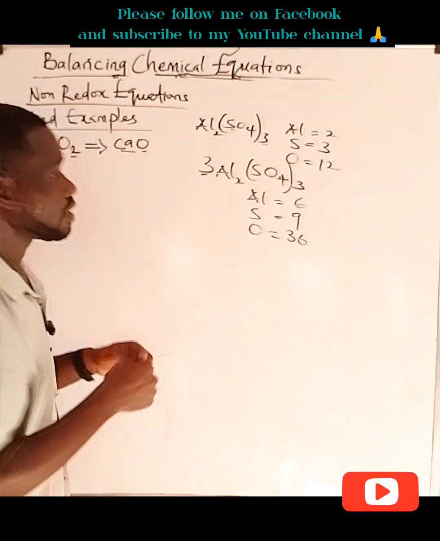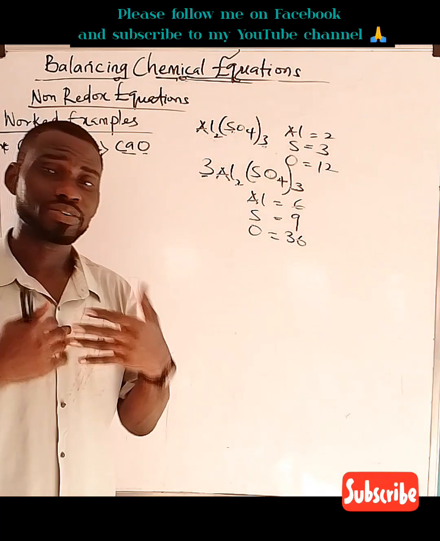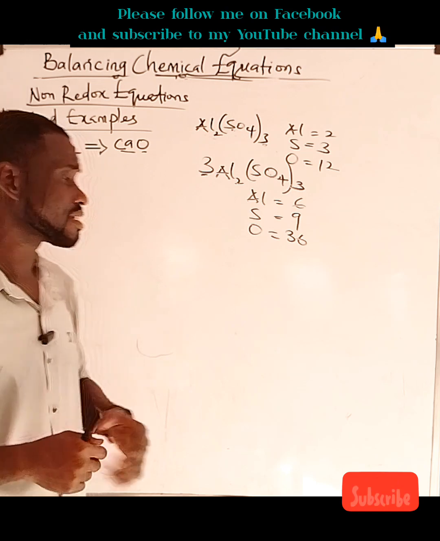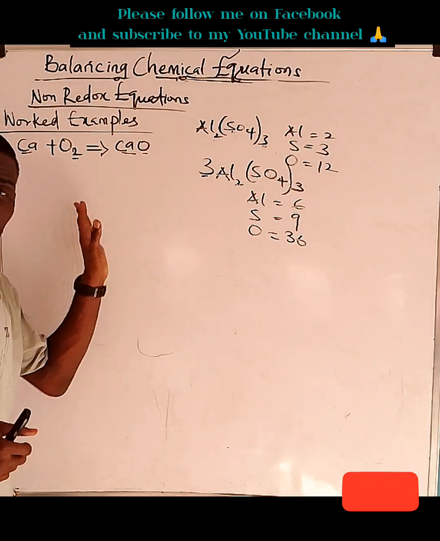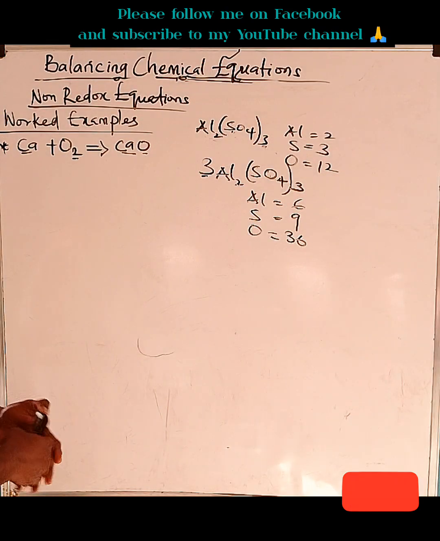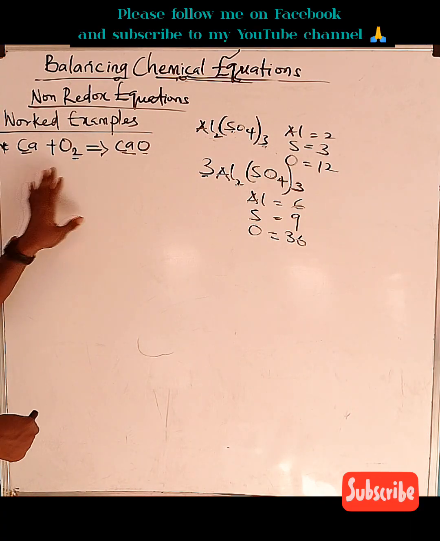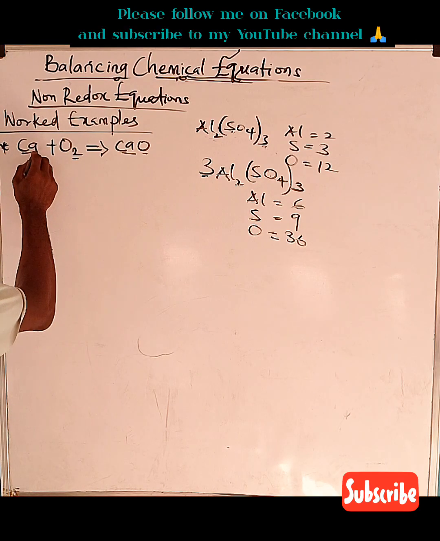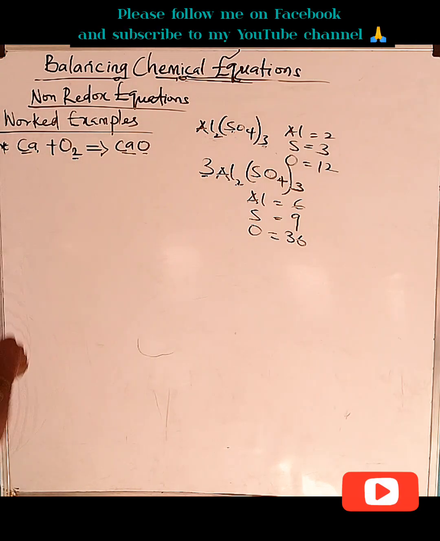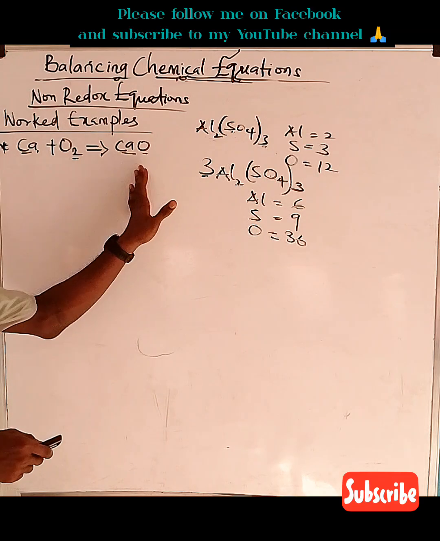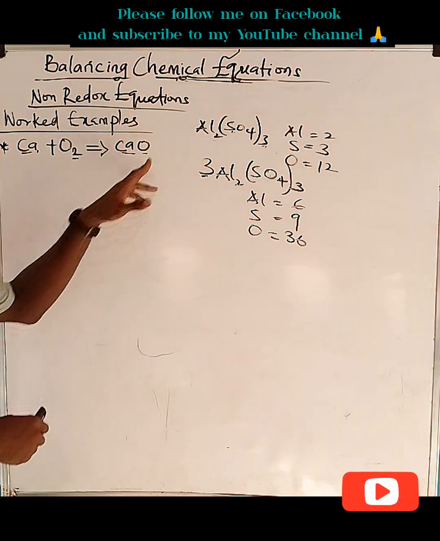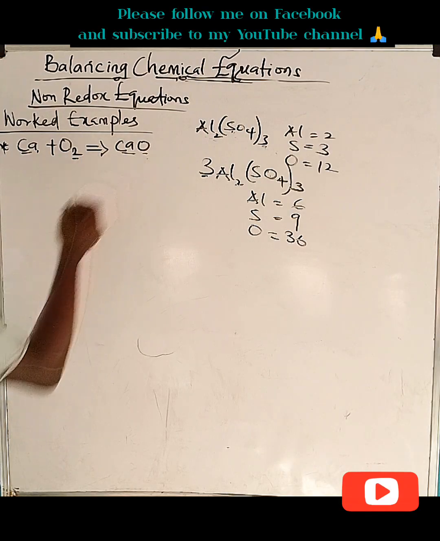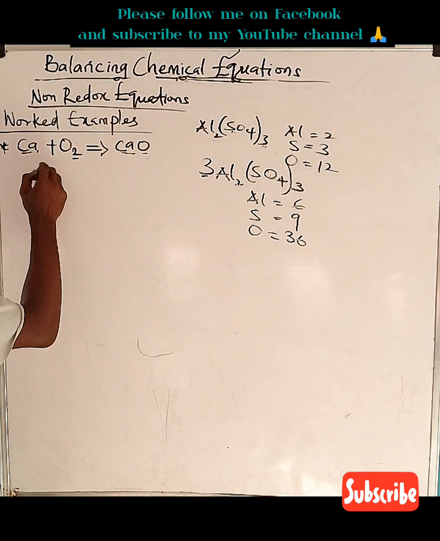So it's very important that we have the skills to know the number of atoms each element has in a given compound before we go into balancing non-redox equations. So I think this is very clear. So calcium here plus oxygen gives us calcium oxide. For the reactant, you have just 1 atom of calcium and 2 atoms of oxygen. Then for the product, we have 1 atom of calcium and 1 atom of oxygen. So calcium is balanced, 1, 1. The oxygen is 2 here, 1 here, so oxygen is not balanced. First of all, we're going to be using trial and error.